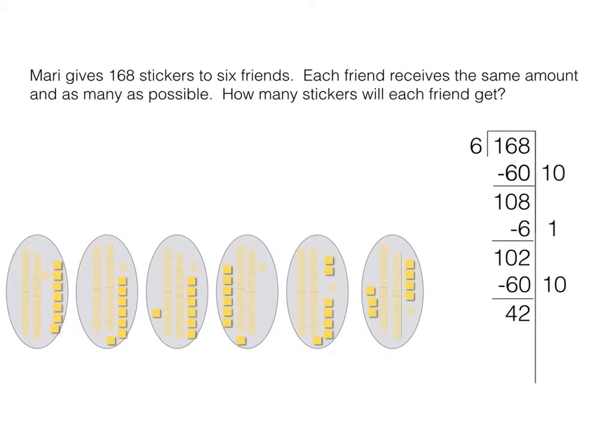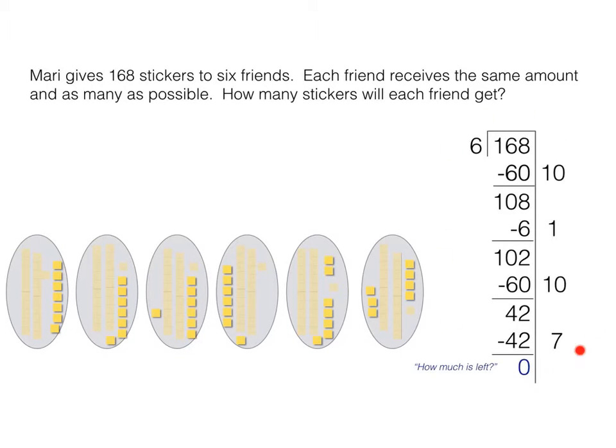And again, we ask, how much did you give to each friend? 7. We record that. How many did you give away? Altogether, we gave away 42. And how much is left? 0.